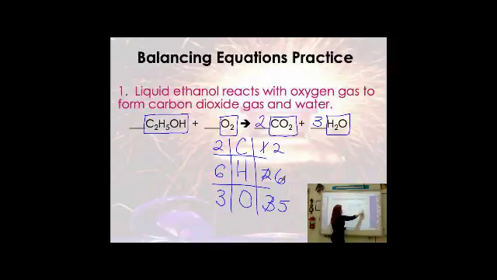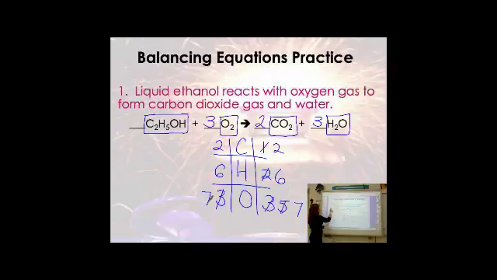Plus, I changed my oxygens again. This would be 3 oxygens here, and this was 4. 4 plus 3 is 7. My carbons are balanced, my hydrogens are balanced, but now my oxygens are messed up. I now have more oxygens on the product side, so I have to add some back to my reactant side. Here I had 1, and here I get 2. If I need 7 minus 1, that's 6. In order to get 6 here, I just put a 3, and that would make that a total of 7.